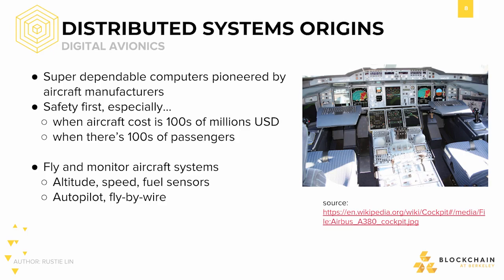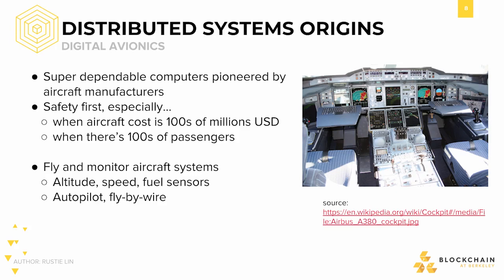Compounded on this was the fact that aircraft could cost hundreds of millions of US dollars, and the commercial airliners where these computers were going to be deployed could carry hundreds of passengers. So, super dependable computer systems were first pioneered by aircraft manufacturers. They realized that the problem they were solving could be solved by introducing redundancy in their system. Instead of using a single computer on board their aircraft, thus having a single point of failure, they used multiple computers on board to distribute the points of failure.